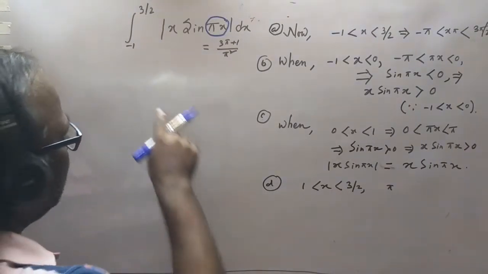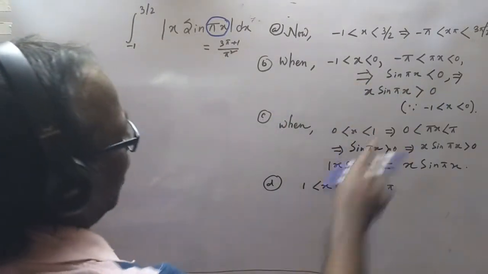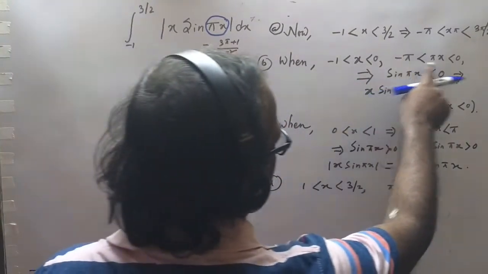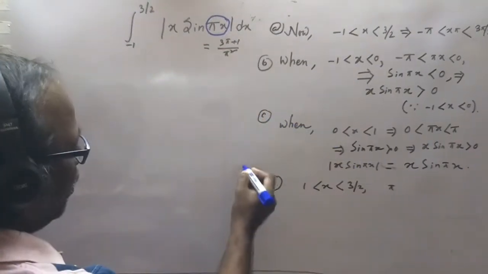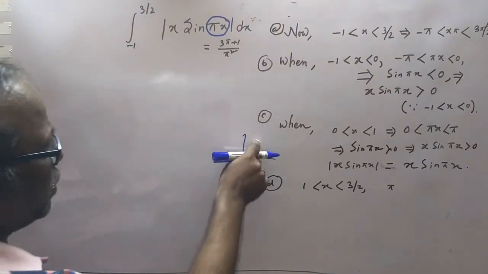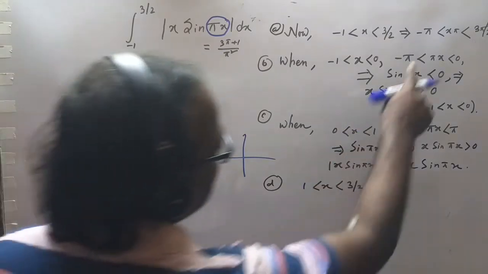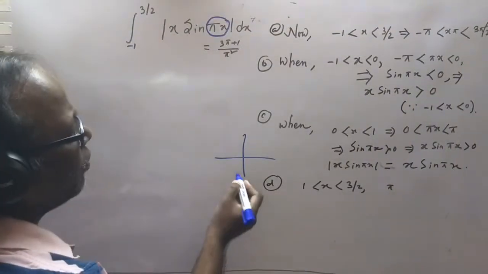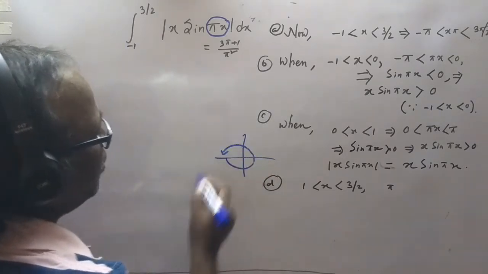So see here, if you take -1 to 0 and multiply by pi, then the value is -pi to 0. You know the domain of sin, tan, cos for the first quadrant, second, third and fourth. Therefore this is -pi, this is pi/2, and this is 3π/2.